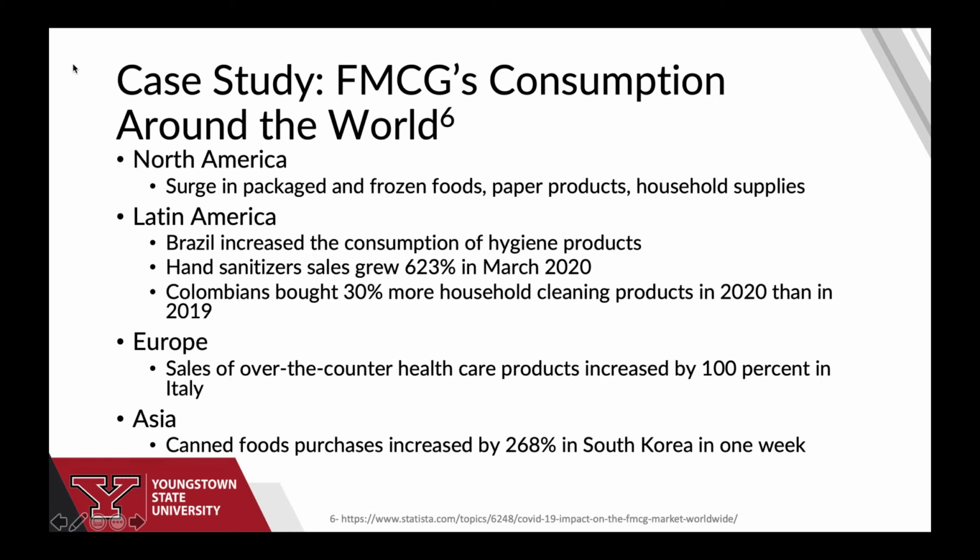In Latin America, Brazil had an increased consumption of hygiene products because they did not want to go out and go to the store, so they would just stockpile it all at once. Hand sanitizer sales in Brazil grew 623% in March of 2020. These are examples of FMCGs. Additionally, Colombians bought 30% more household cleaning products in 2020 than in the year 2019. And in Europe, the sale of over-the-counter healthcare products increased by 100% in Italy.